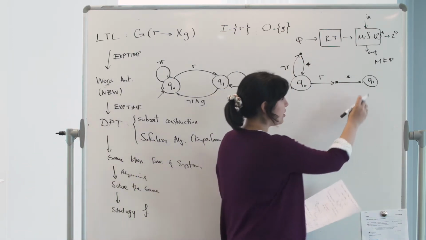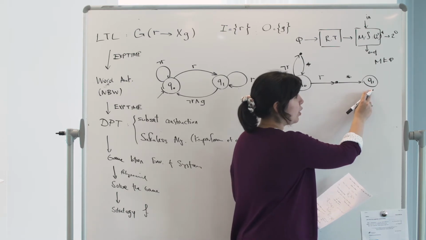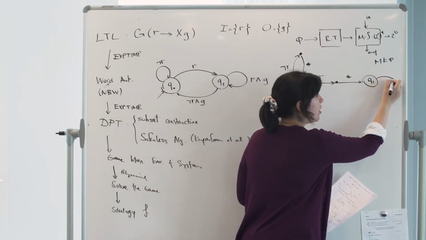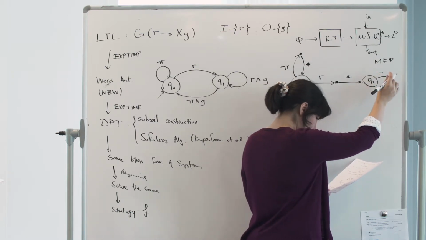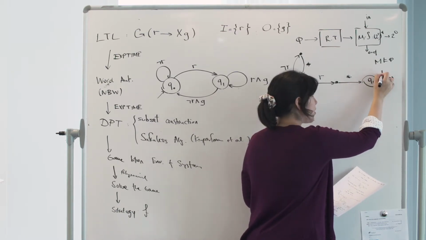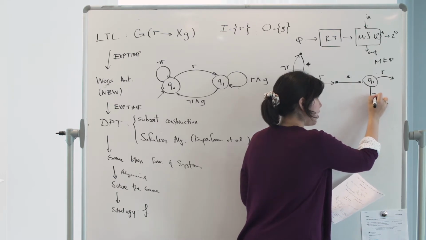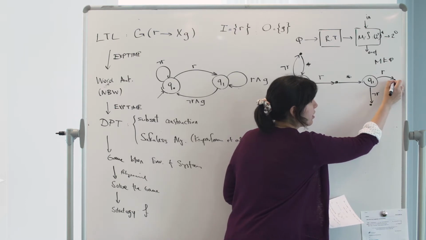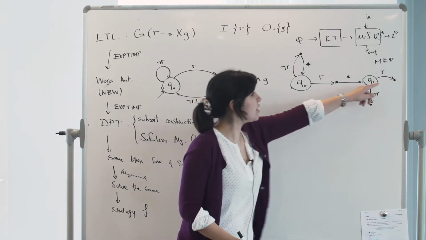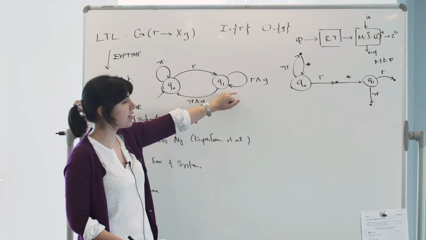And now we are at Q1. So again, environment's turn. Environment can do two things. Is that a good way of writing it? Yeah. It can either provide a request or not request. So environment's turn. We go to intermediate states. If the environment provides a request, well, what should the system do?